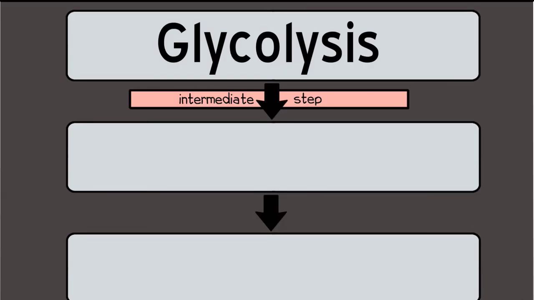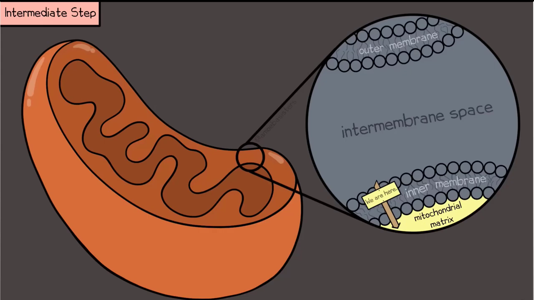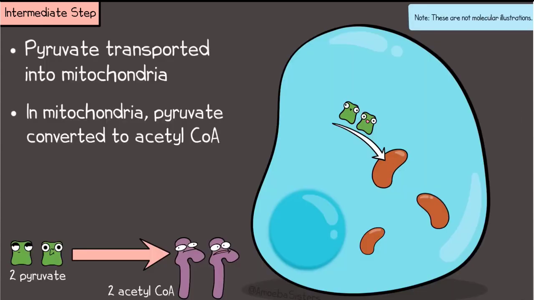We'll get to that in a minute. Now an intermediate step occurs. The 2 pyruvate are transported by active transport into the mitochondria, specifically the mitochondrial matrix. In the mitochondria, pyruvate is oxidized. The 2 pyruvate are converted to 2 acetyl-CoA, which will be used by the next step. Carbon dioxide is released and 2 NADH are produced.